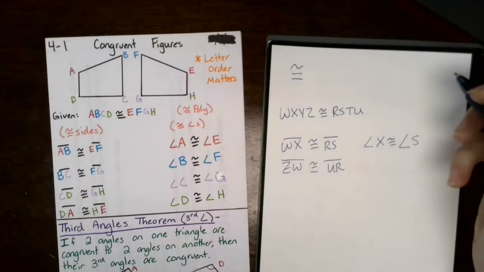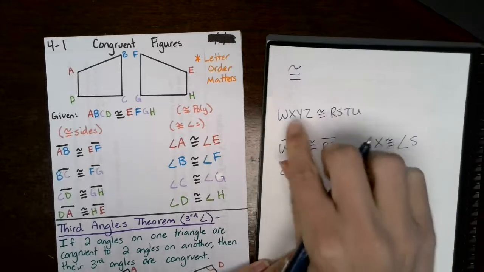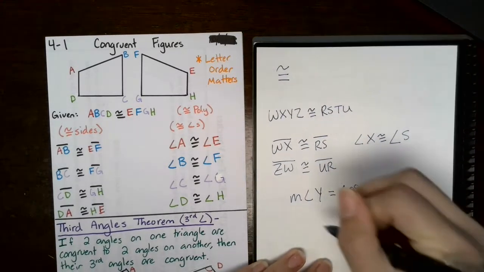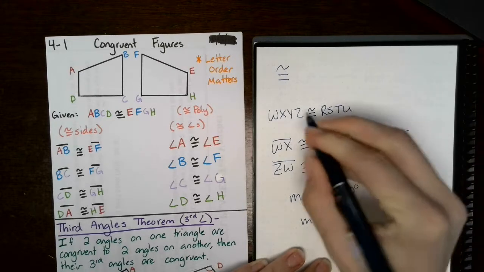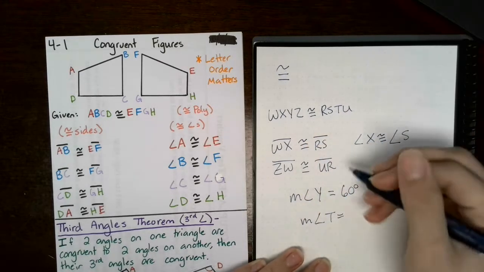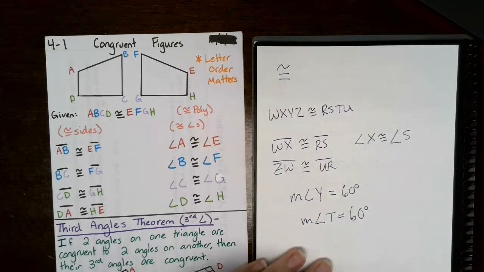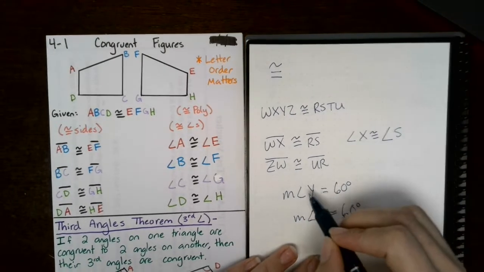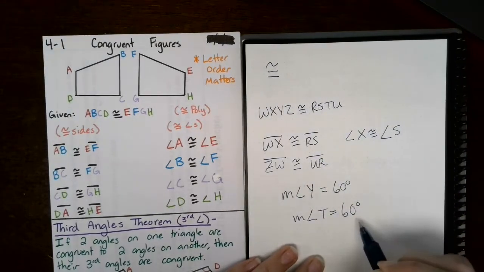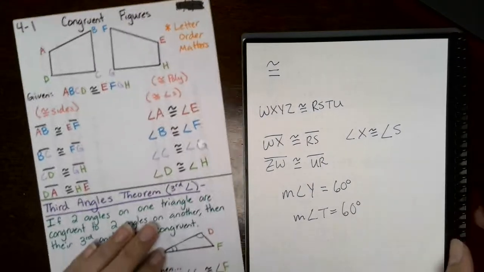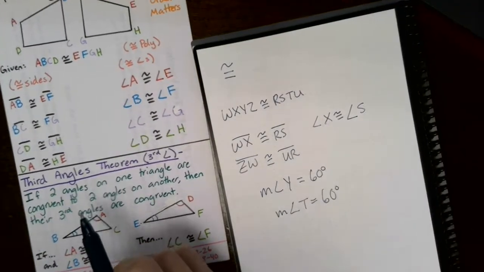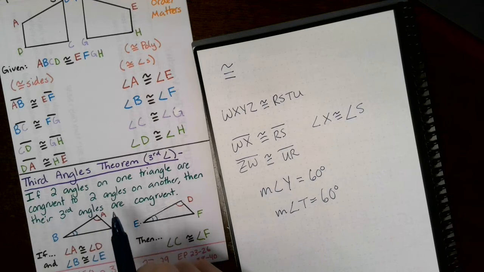Now, if I was to tell you that the measure of angle, let's say Y, equaled 60 degrees, and I wanted you to tell me the measure of angle T, we could automatically say it's going to be 60 degrees. That's how the other half of the problems are. If you're given one and you know the two shapes are congruent, then automatically they're going to be congruent. Congruent means equal. And also the third angles theorem here is helpful. If two angles on one triangle are congruent to two angles on another triangle, then the third angles are also congruent.